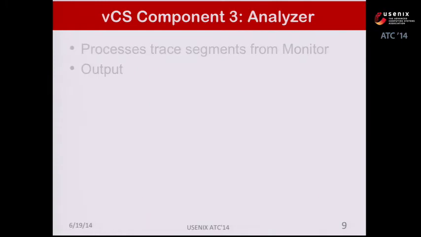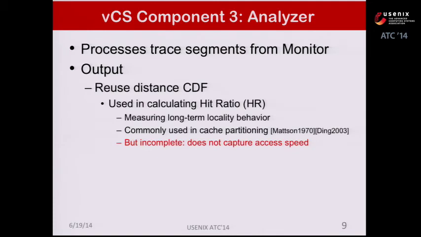Now we come to the third vCacheShare component, the analyzer. It processes the trace segments supplied by the monitor. Based on each segment, it outputs two results. The first one is the cumulative distribution for reuse distance, which will be used by the vCacheShare optimizer to calculate the hit ratio at a given cache size. Hit ratio is an important and familiar measurement for the locality behavior of a certain workload and has been used in many previous studies, say CPU cache partitioning.